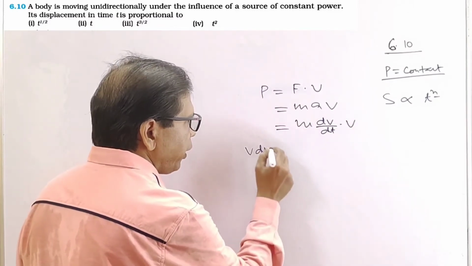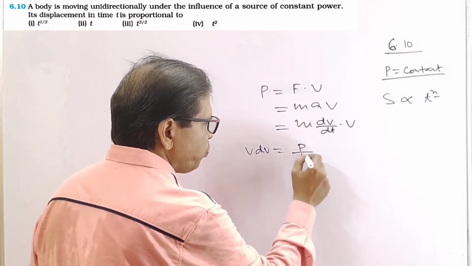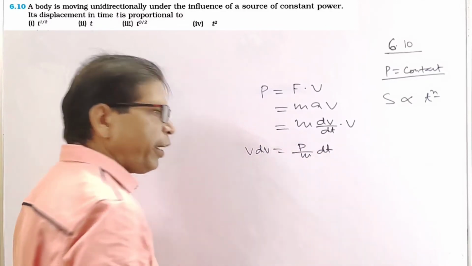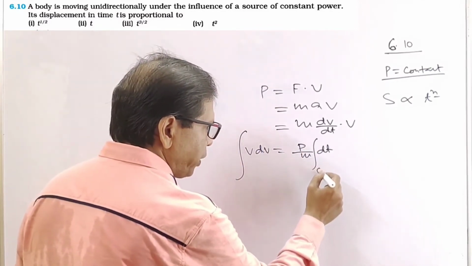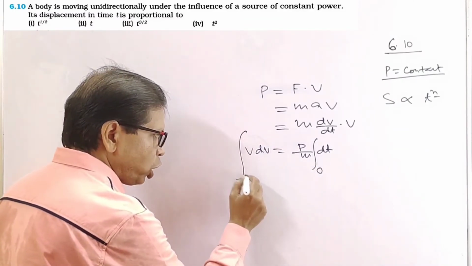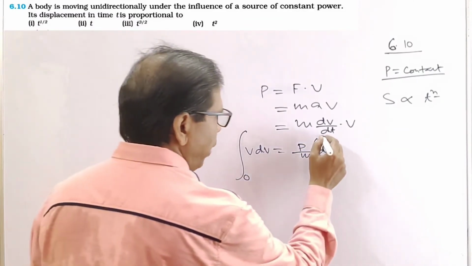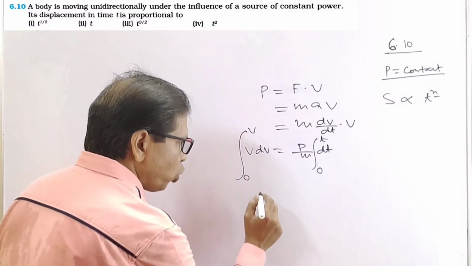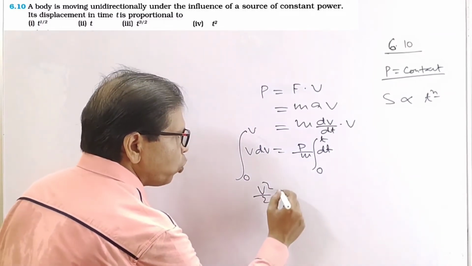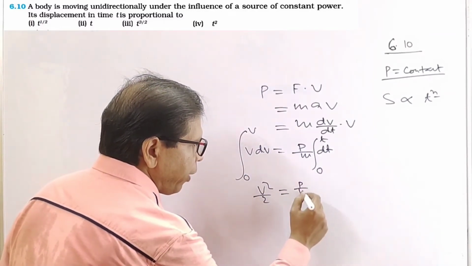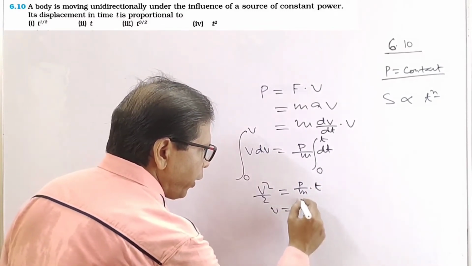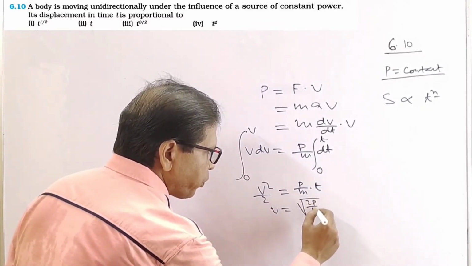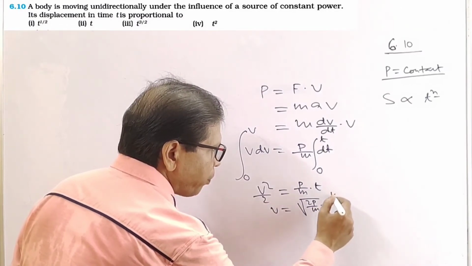Here dV equals P by M into dt. Now integrating both sides. When time t is 0, the velocity is 0. Now when time is t, the velocity is v. So this is v square by 2 and this is P by m into t. Therefore v equals root under 2P by m into t to the power half.